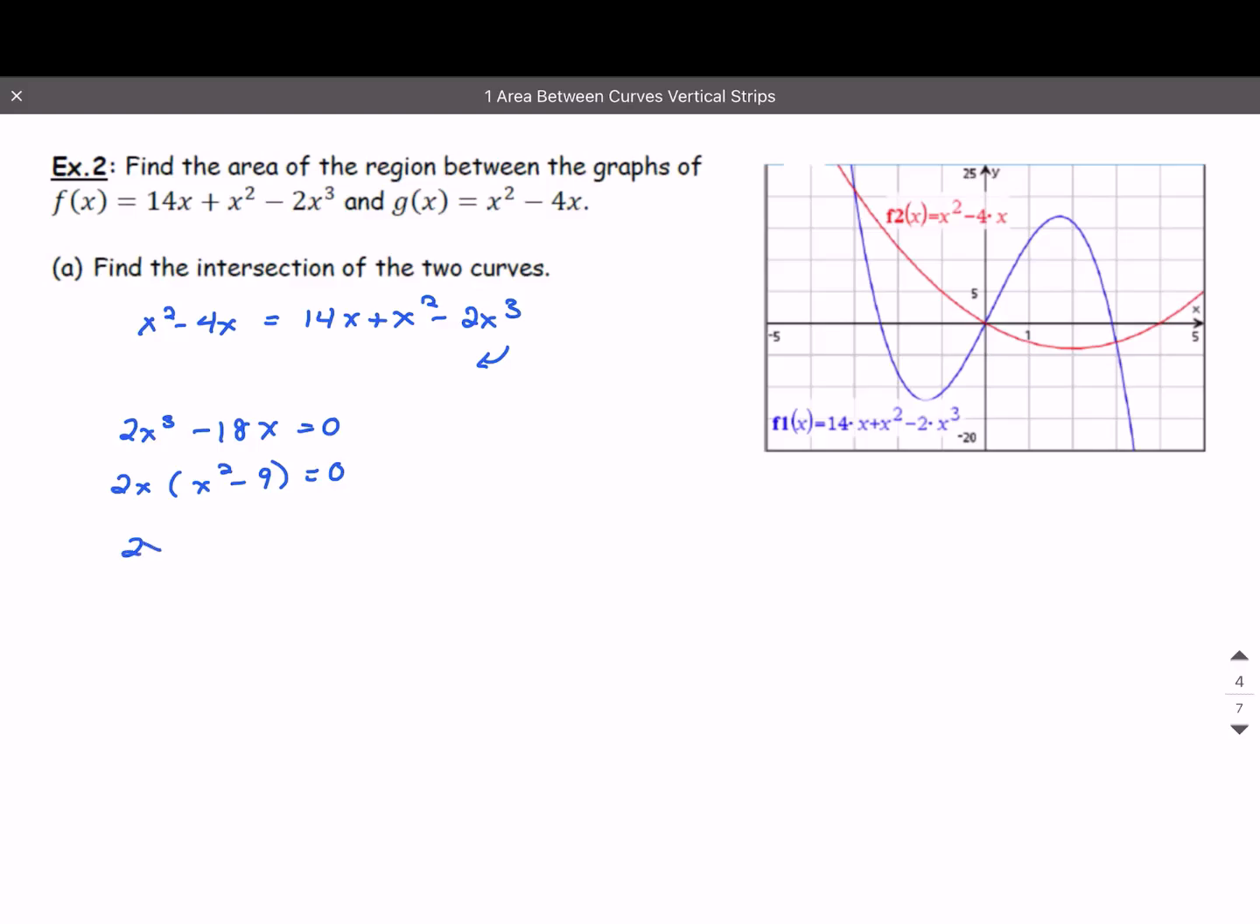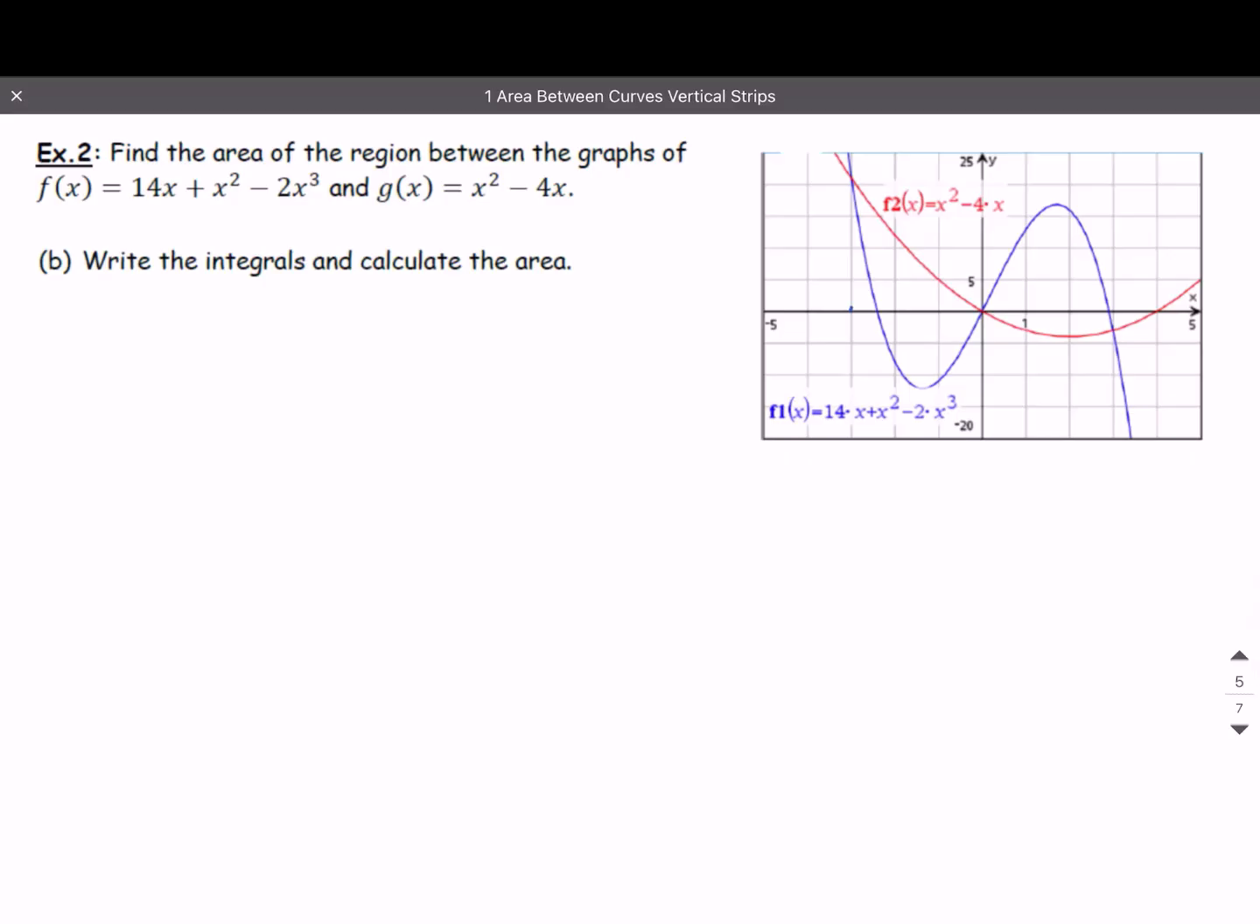So that's 2x times x plus 3 times x minus 3 equals 0. So our intersections are at 0, -3, and 3. So we have an intersection here at -3, an intersection here at 0, and an intersection here at 3. Now, why is this interesting?